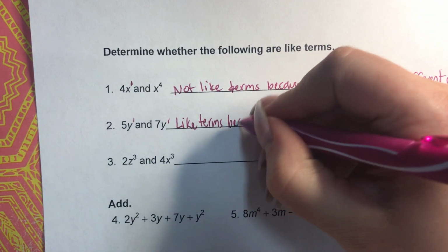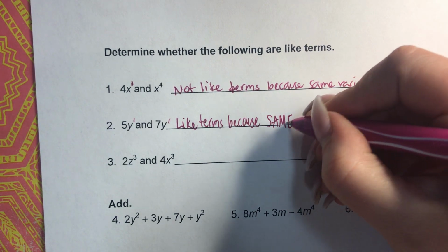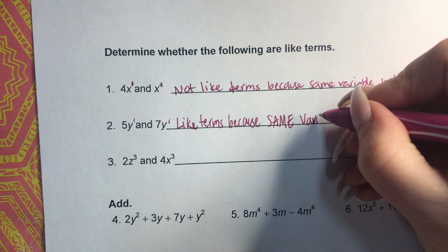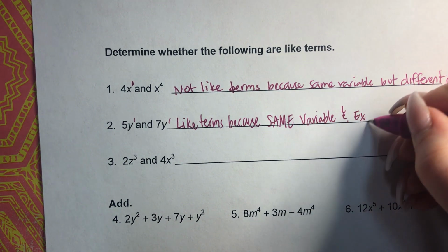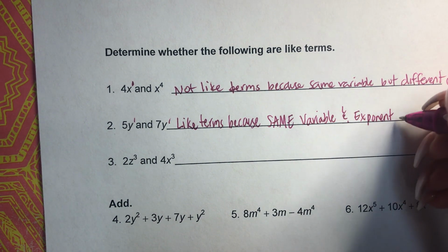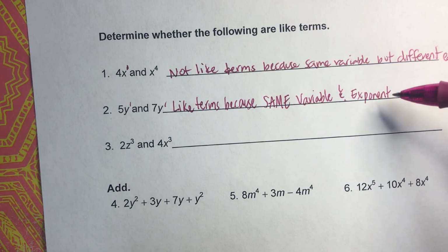Because same variable and exponent. So that's what you need. You need the same variable and the same exponent to be like terms. Perfect. If you got that one right, great job.